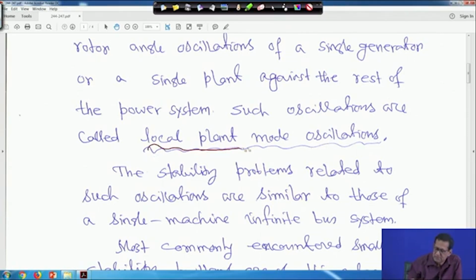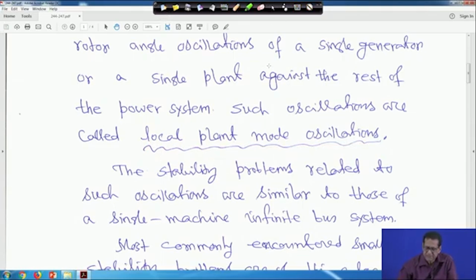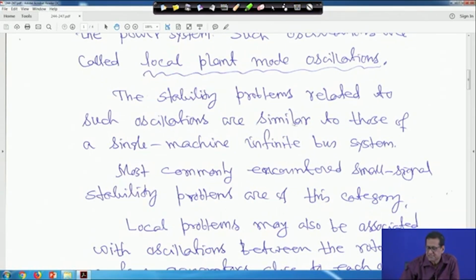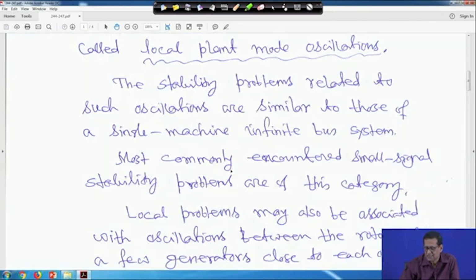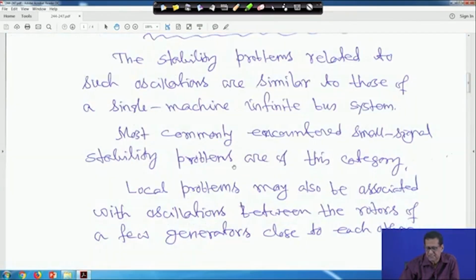So, this is called local plant mode oscillations. Now, the stability problems related to such oscillations are similar to those of a single machine infinite bus system. Most commonly encountered small signal stability problems are of this category.